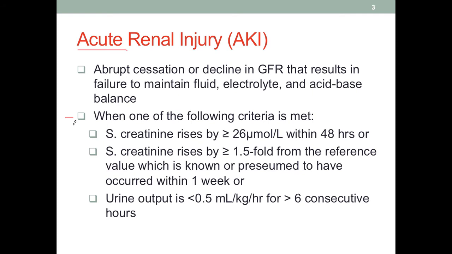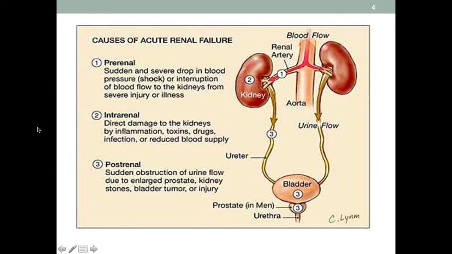In the past, this condition was known as acute renal failure, which is also descriptive, but right now experts believe that acute renal injury is a better term that explains the etiology as well as the pathophysiology of the condition. So what can cause acute renal injury? In this figure, when this was done, it was still called acute renal failure, but we know this is the same condition we're talking about with acute renal injury.